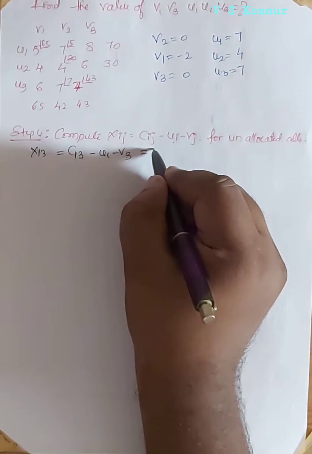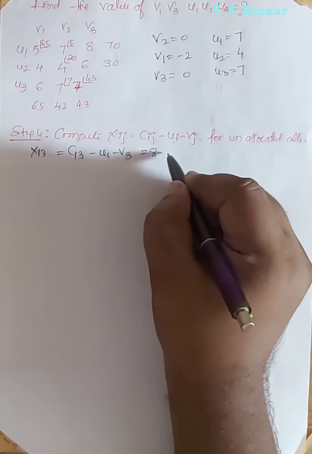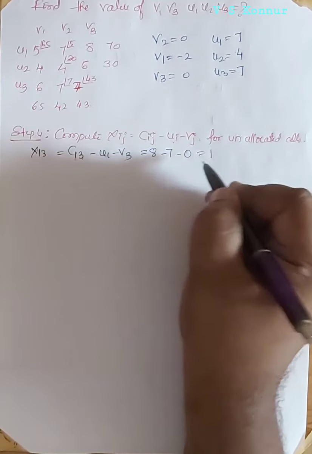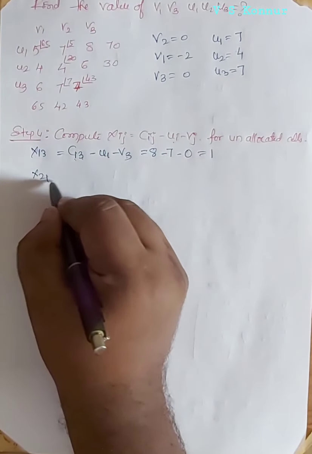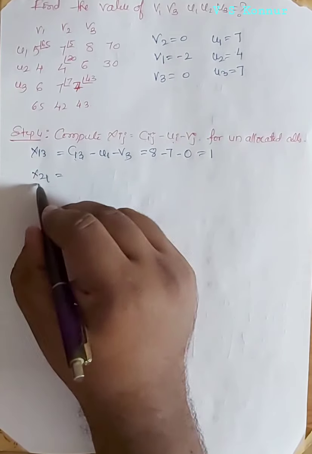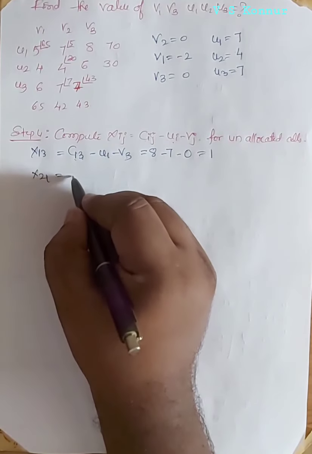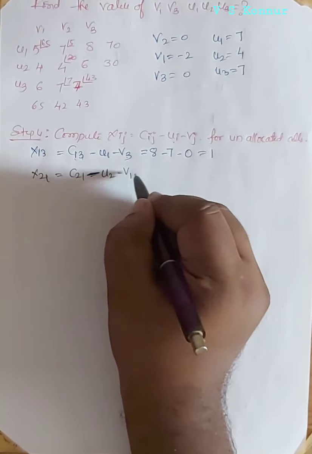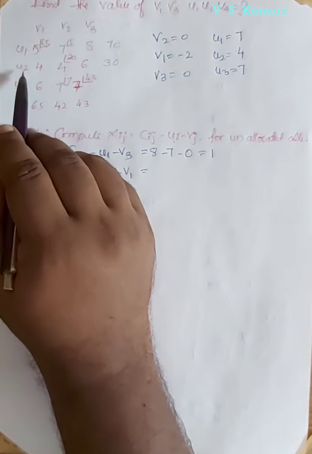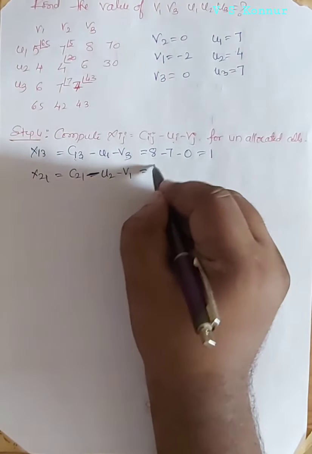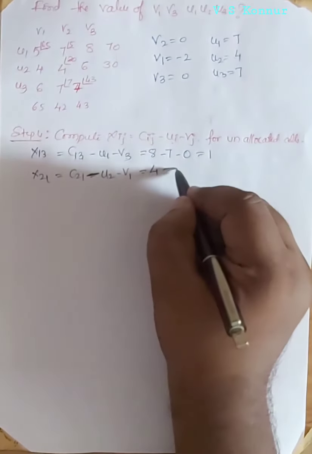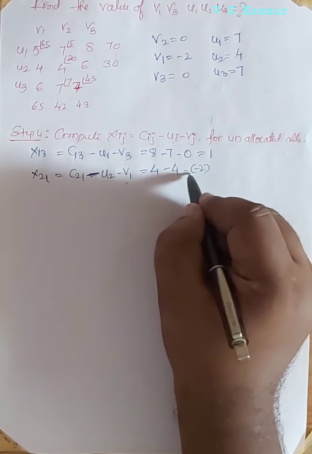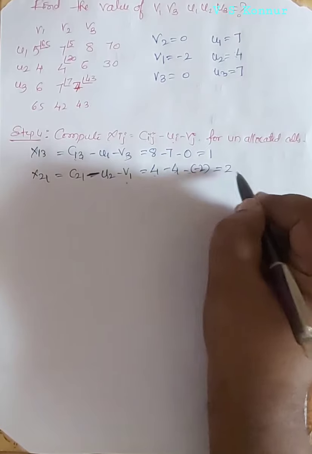So that is C13 is equal to 8, U1 is 7, V3 is 0. So we will get 1. Next, for x21, for unallocated cells, this is C21 minus U2 minus V1. So C21 is nothing but 4, minus U2 is nothing but this 4, minus V1 is nothing but this minus 2, minus of minus 2, so plus 2, 6 minus 4 is equal to 2.